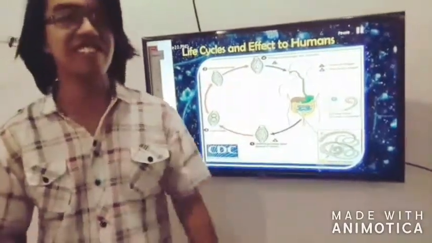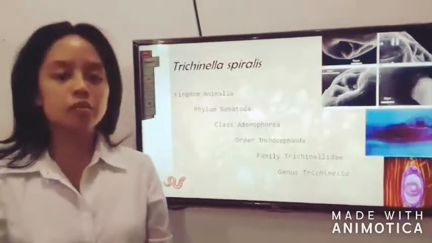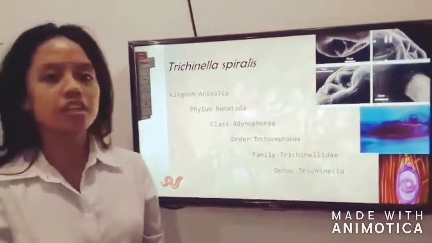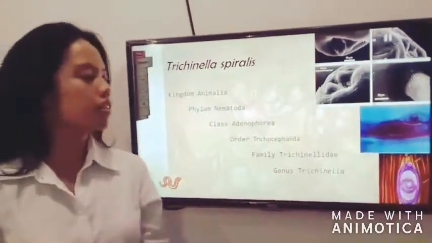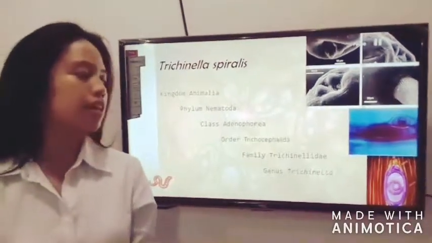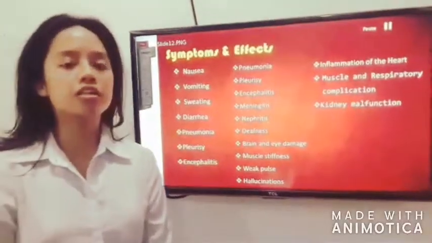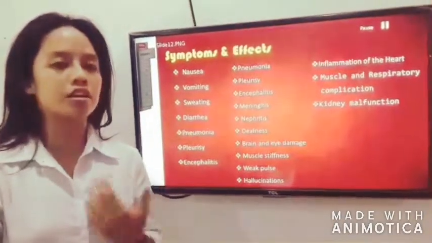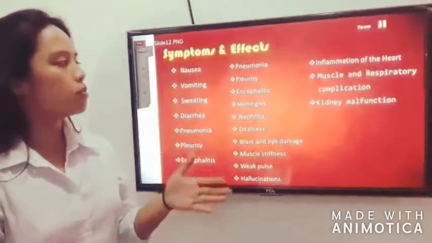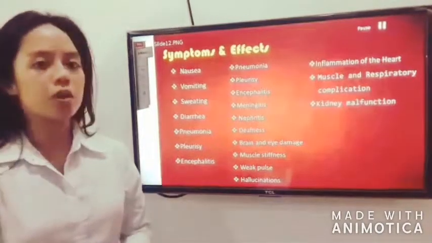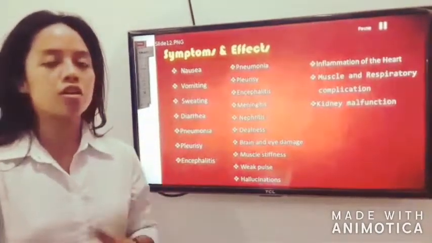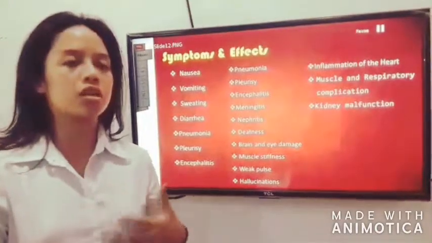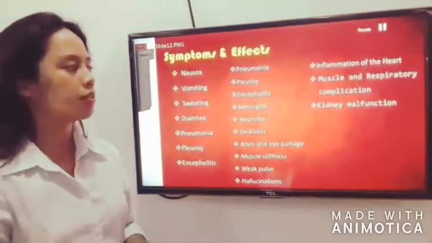The next parasite to be discussed is Trichinella spiralis of class Adenophorea, under order Trichocephalida and family Trichinellidae. Trichinella spiralis would be asymptomatic, but if there is too much Trichinella spiralis inside the body, the symptoms would be nausea, vomiting, sweating, and diarrhea, caused by the excretion of the Trichinella spiralis into the lumen of the small intestine.